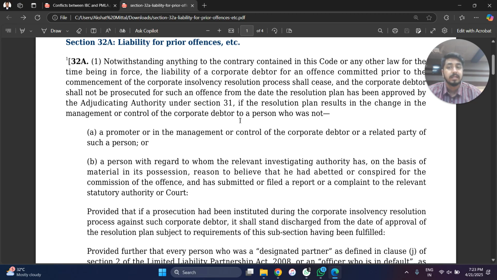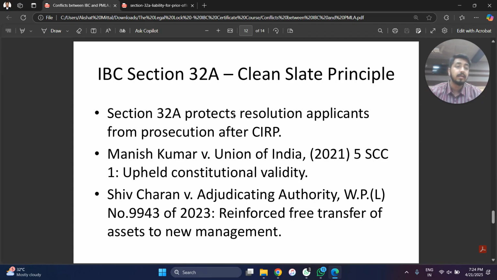Then only section 32A will have the applicability. Then only section 32A will safeguard the particular corporate debtor from the prior offences which have been committed. So it is not safeguarding the ex-management, it is not safeguarding the ex-promoters, it is safeguarding the successful resolution applicant. And the successful resolution applicant is getting that company from a clean slate so that he can now, without looking back, look forward and carry forward the operations.